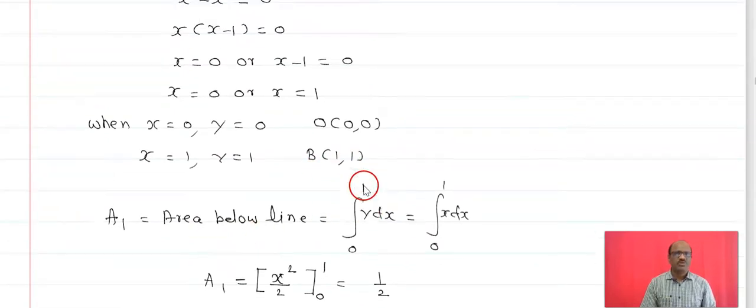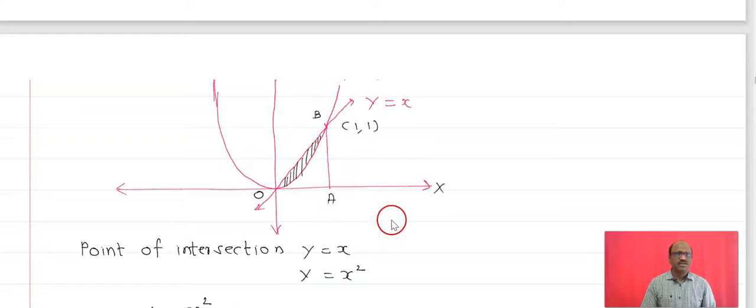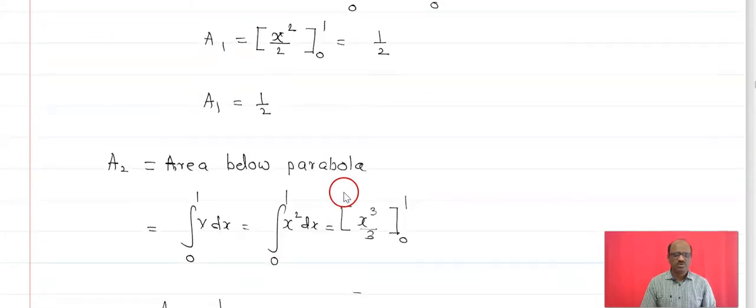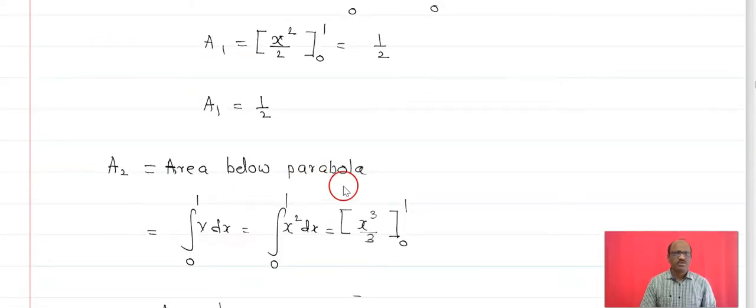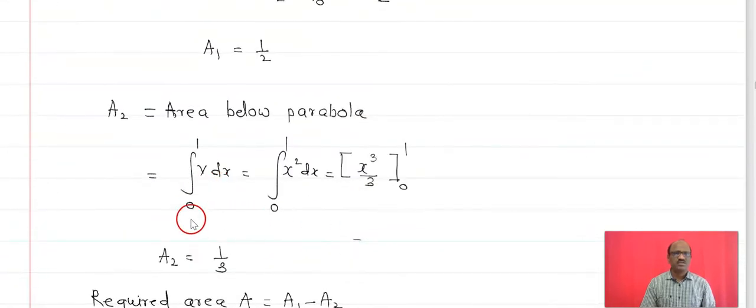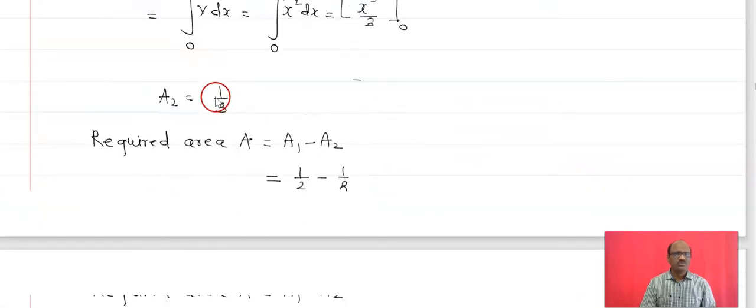Therefore, the area below the line, that is y dx, from 0 to 1 of y dx. What is its integral? Its integral is x square upon 2. The lower limit is 0, the upper limit is 1. And that is A1 is equal to 1 upon 2. Now the area below the parabola, from 0 to 1 of y dx. But what is the value of y? It is x square, so the integral of x square dx is x cube upon 3, from 0 to 1. A2 is equal to 1 by 3.